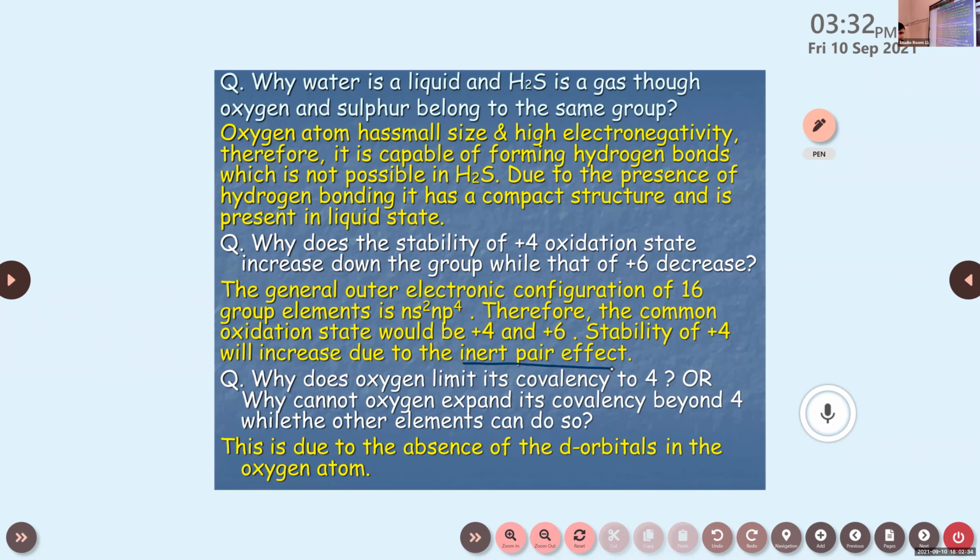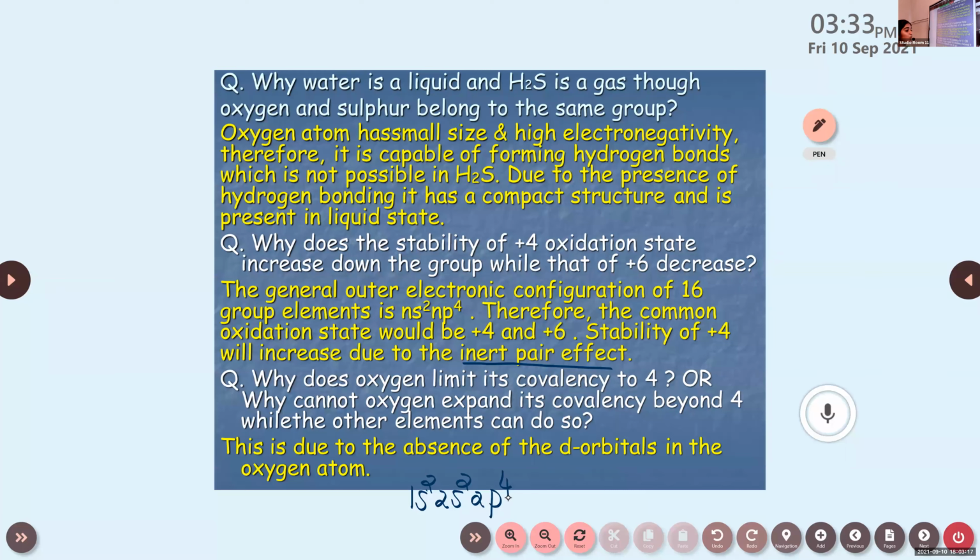Then the last one: why does oxygen limit its covalency to 4, or why cannot oxygen expand its covalency beyond 4 while the other elements can do so? In the configuration of oxygen, you know that it is 1s2, 2s2, 2p4, and these are the only orbitals present. That means d orbitals are vacant in the oxygen atom, right? So due to the absence of d orbitals, the covalency of oxygen is limited to 4. It cannot go beyond 4.